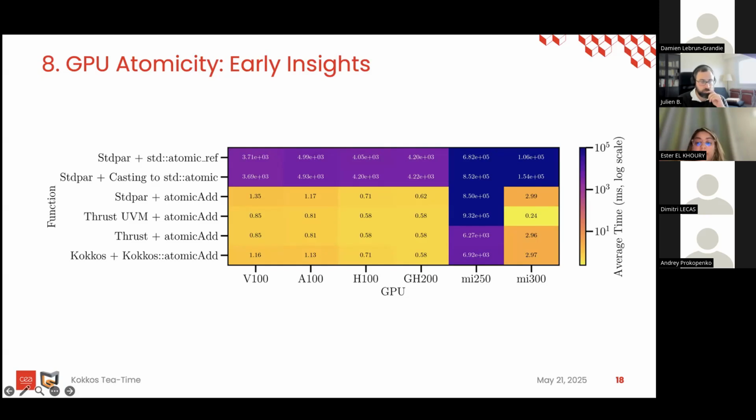But we have the same problem with the AMD MI250, we had a poor performance that can explain why in our tests we had these results for MI250, but on the MI300 we had much better results.